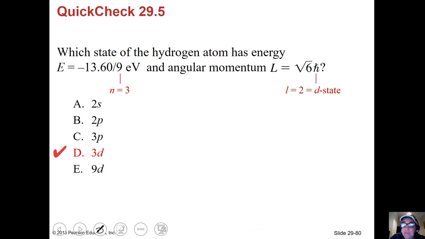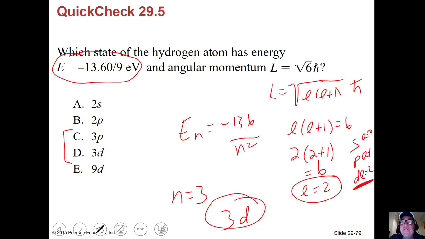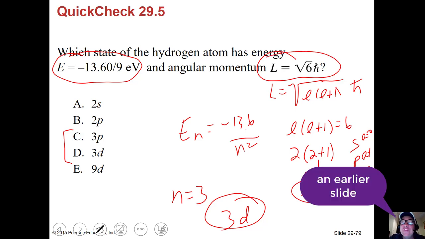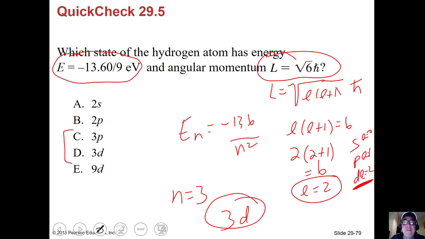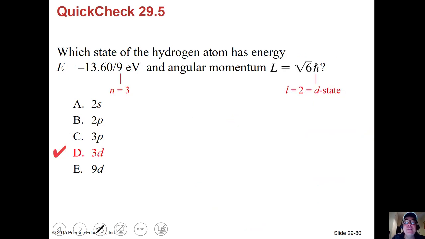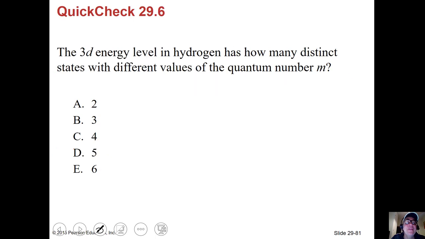Now I explicitly solved for little l here. You already saw on a previous slide that when the total angular momentum is the square root of 6 times h bar, that was l equal to 2. Here I just actually solved for it for us. So that's the state that we have to be in. This is the 3D state if this is the energy and if this is the angular momentum. That's a good little example problem, I think.